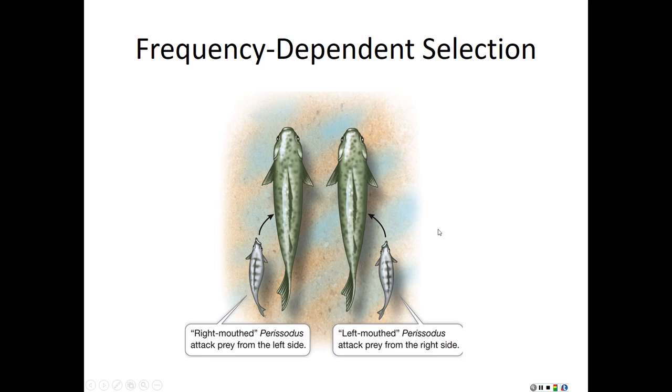And then, again, the less common morph will have the advantage. What I mean is, this left mouth might have the advantage when it's rare. And that will cause it to proliferate and become more and more common. Once it reaches a threshold where it becomes too common, though, then the advantage switches. And the right-mouthed ones will have the advantage. Okay, so that is frequency-dependent selection. How successful you are depends on the frequency of your phenotype in the population.